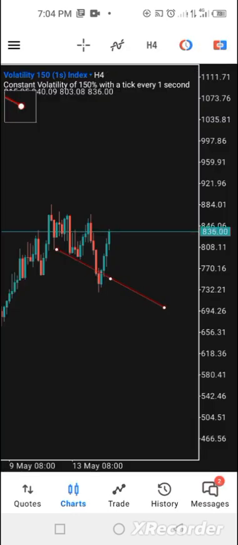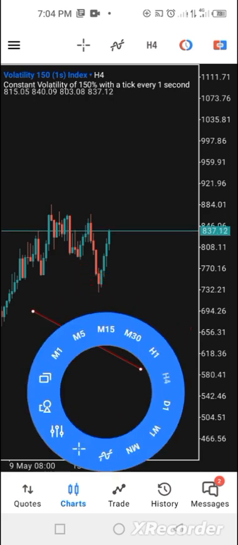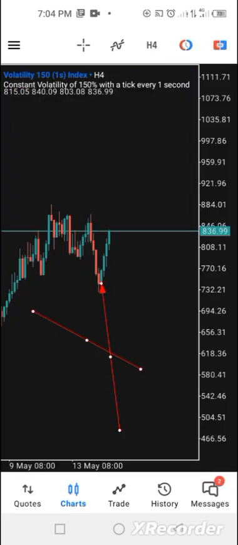Now, what are flags? Flags are patterns in the chart that show you where the market is going at a particular period of time. So how do you know a flag? Let me use my arrow.